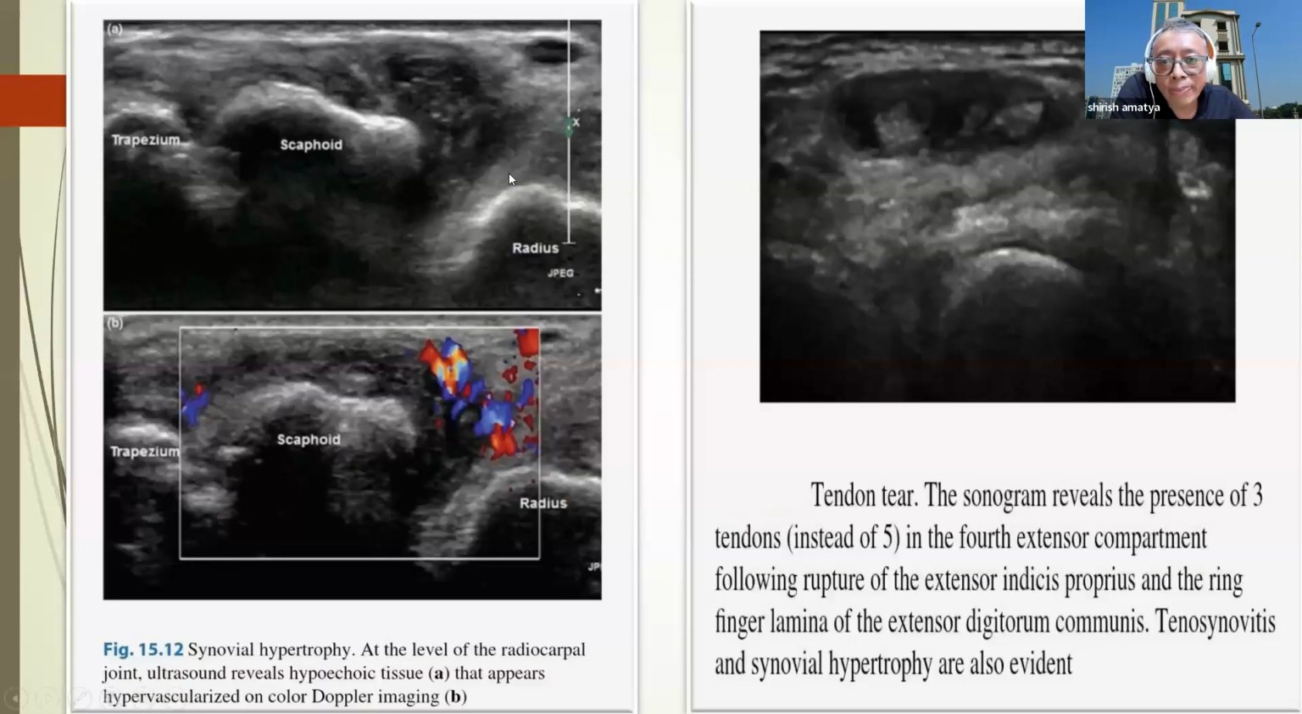So this is another example of rheumatoid arthritis. This is the recesses and the palmar recess of the hand. You can see the radius, scaphoid, and trapezium. This is the long axis view. You can see in the radioscaphoid recess, you can see the synovial thickening and some effusion in the joint. So this is a typical picture of a patient with rheumatoid arthritis. And if you turn on the color Doppler, you can also see hypervascularization in the radiocarpal joint. So this is also a common ultrasound picture of a rheumatoid arthritis patient.